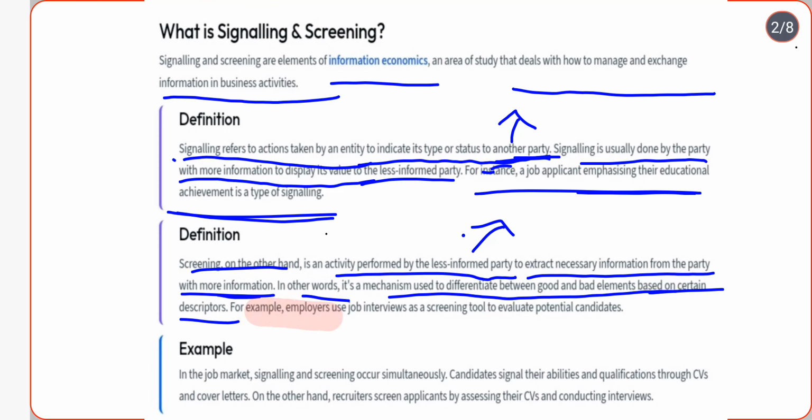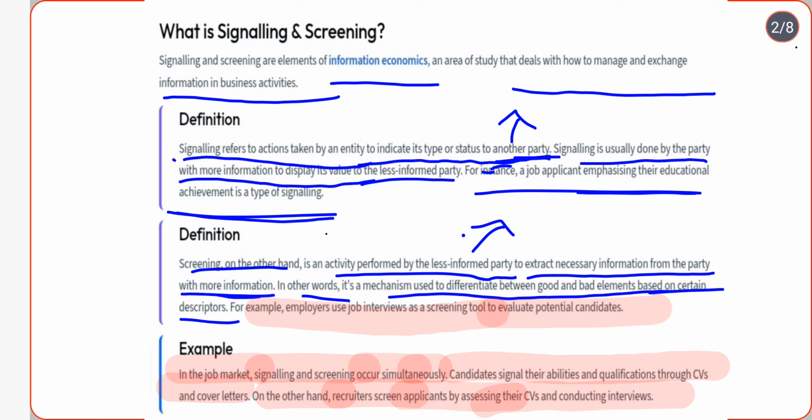For example, employers use job interviews as a screening tool. I have told about this. In the job market, signaling and screening occur simultaneously. Both are occurring simultaneously. Candidates signal their abilities and qualifications through CVs and cover letters. On the other hand, recruiters screen applicants by assessing their CVs and conducting interviews.